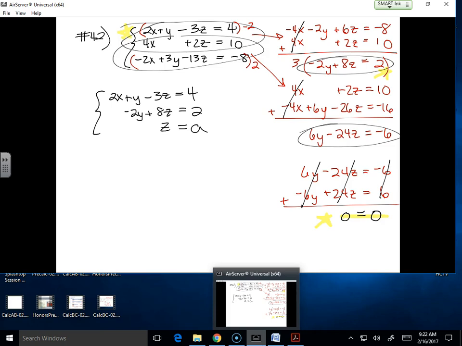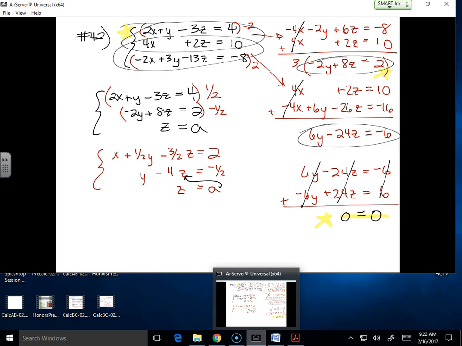Now, technically, for our stair step, we should go ahead and get rid of our leading coefficients. So we multiply him by 1/2, and then multiply this guy by -1/2, to get it in row echelon form. So I'll have x plus 1/2 y minus 3/2 z equals 2. I'll have 1y minus 4z equals -1/2. But even though this is a proper row echelon form, and even though z equals a, we still have to back substitute. So let's go. Plug it in, plug it in.